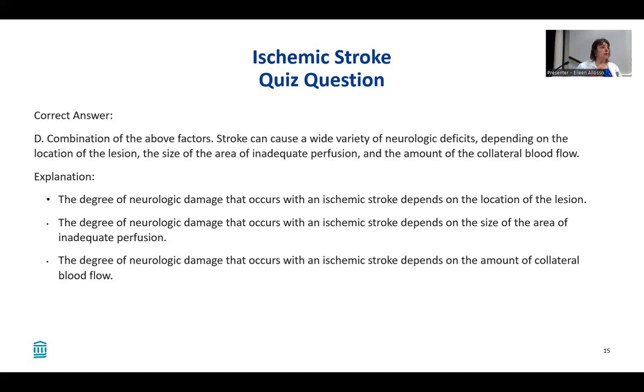And then we also talk about collateral blood flow. So people who have risk factors, their body tries to compensate for the blood flow being compromised on again and off again. So they develop collateral circulation. They grow additional vessels from the original ones that were in the brain when they were very young.